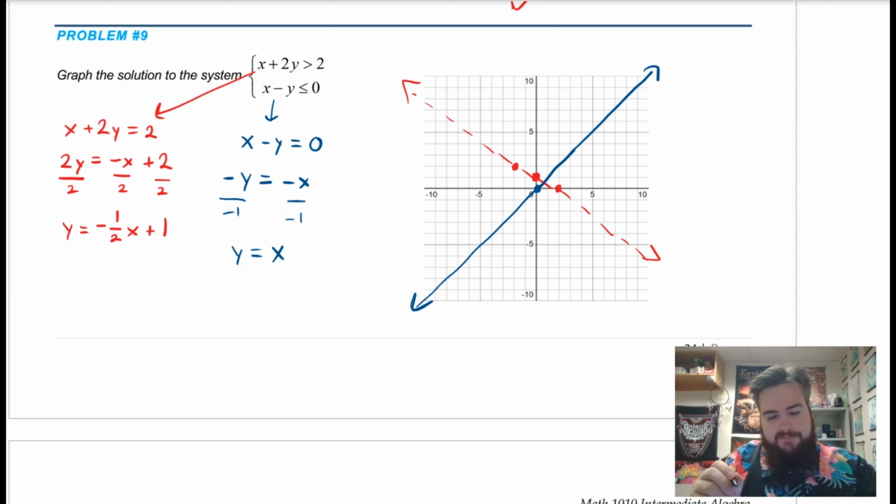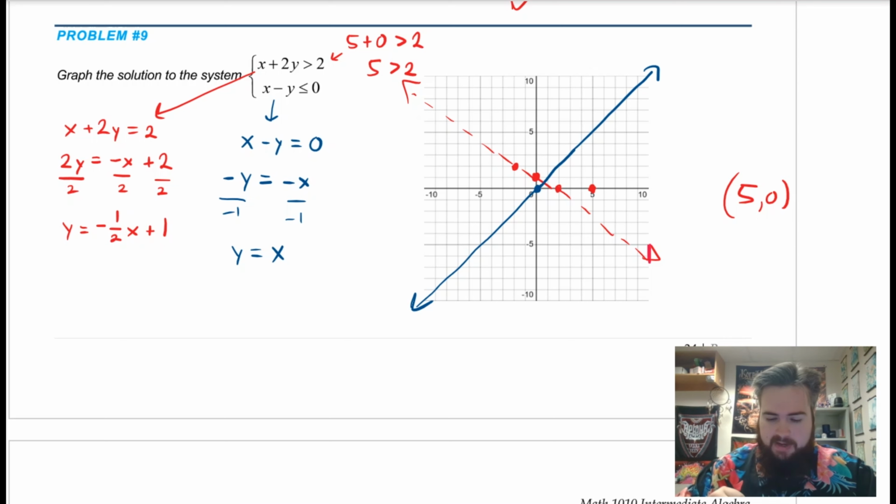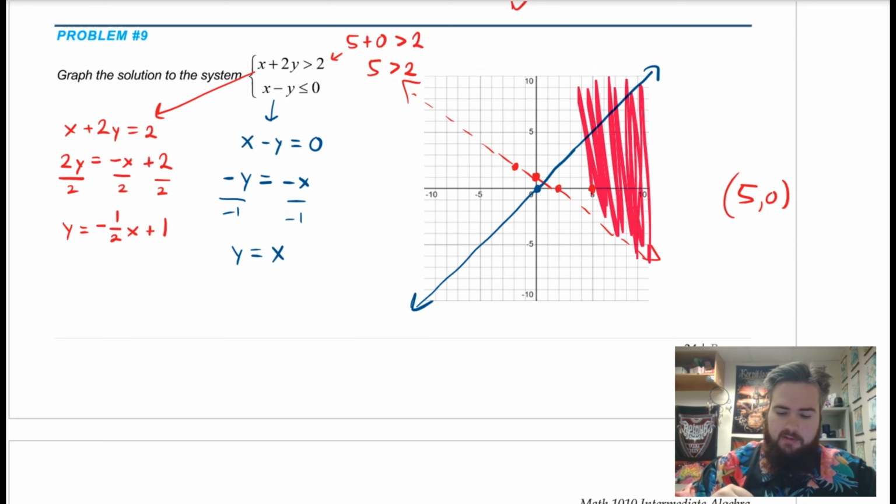Then I'm going to test a point. I usually test 0, 0, but because that is included on one of our lines, I'm going to test something a little bit different. Let's test 5, 0. If I plug that into my first inequality, I will get 5 plus 0 is greater than 2, or 5 is greater than 2. Meaning anything on that side that includes 5, 0 would be the half plane that should be shaded for the red inequality, or the first one. So that would mean everything above the red dashed line.